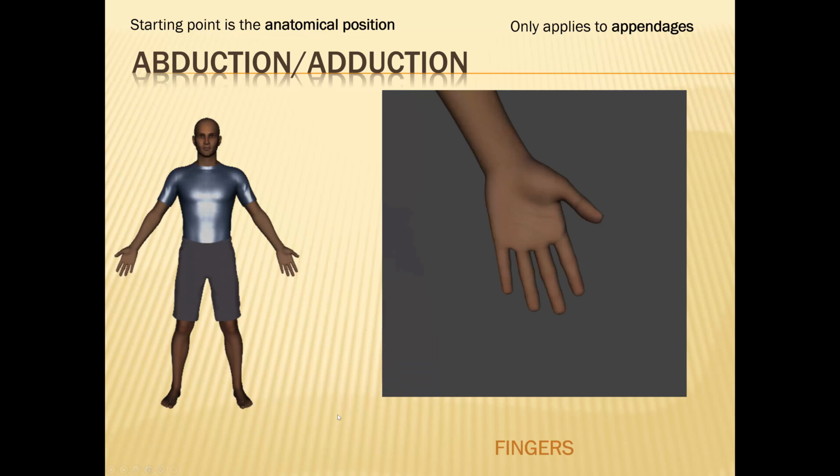And then with the fingers, we are treating the midline as being an imaginary line down the center of the hand. So this would be abduction, taking the fingers farther away. And then adduction would be bringing them back. So adduction is adding them back to the midline. Abduction is taking them away. So one more time. Abduction, adduction.